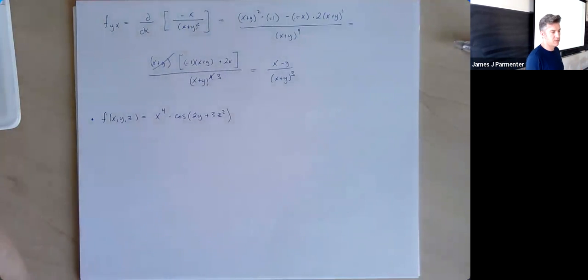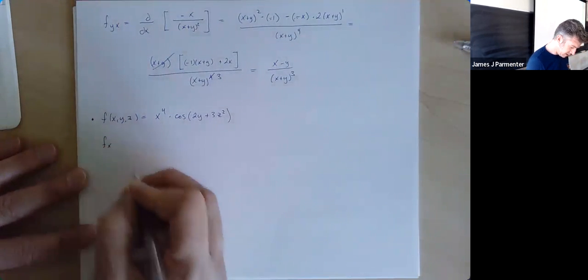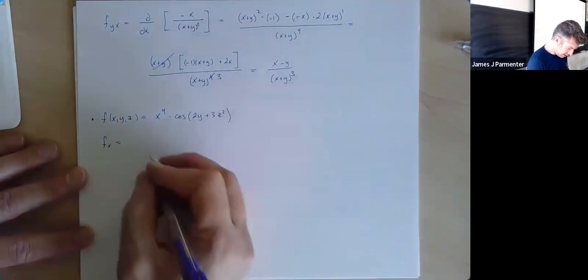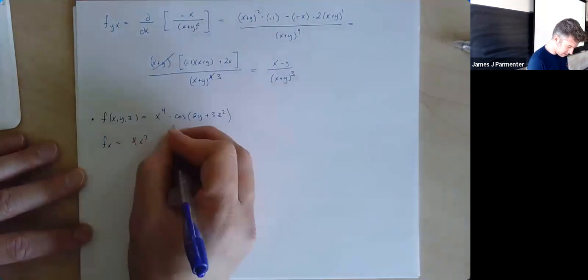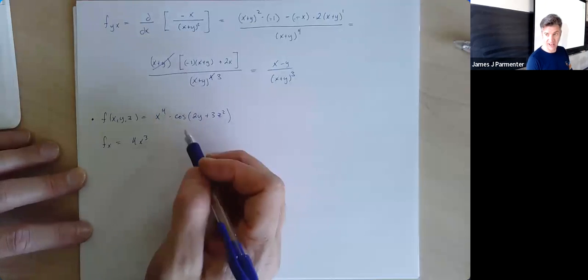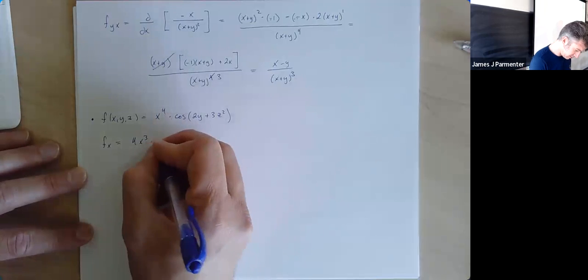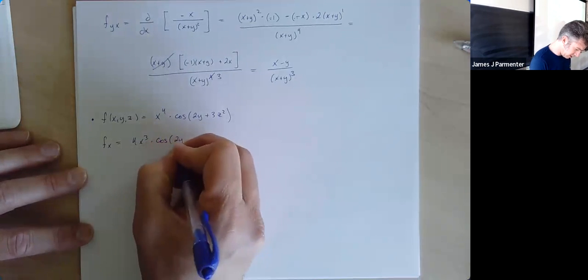So you're not limited. Someone could ask you something dumb like find f_xyzzx, some mixed 5th partial derivative. No one's going to ask you that, but you could be asked that. But if we want to find just the first partials, f_x is going to be easy. It's going to be 4x cubed times that constant. As far as we're concerned, cosine of stuff that doesn't have x in it is a constant when you're differentiating with respect to x.